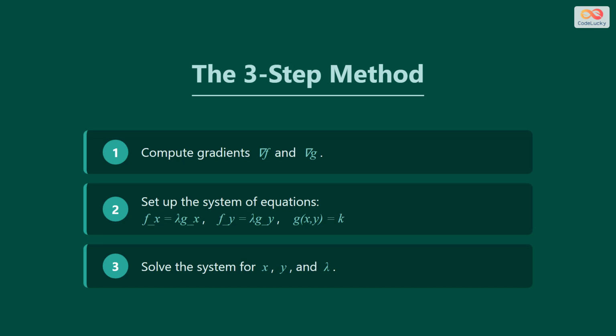So how do we use this in practice? We have a simple three-step method. First, calculate the gradient vectors for both your function and your constraint. Second, set up a system of equations by matching the components. The x components equal each other, and the y components equal each other. Don't forget to include the original constraint equation. Third, solve this system for x, y, and lambda.